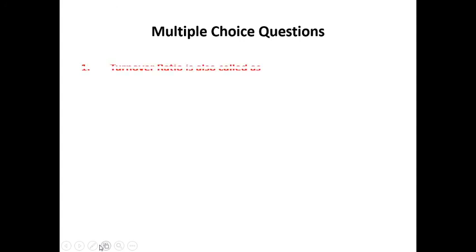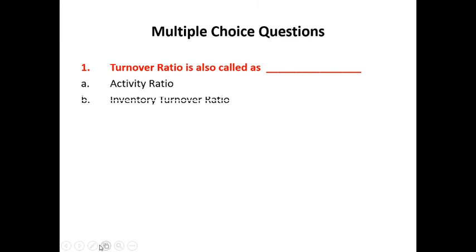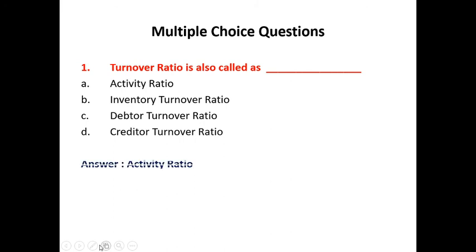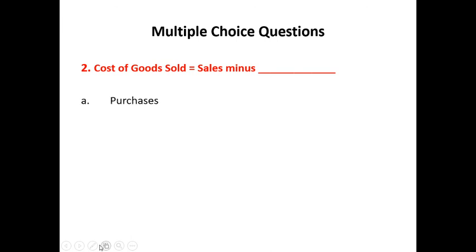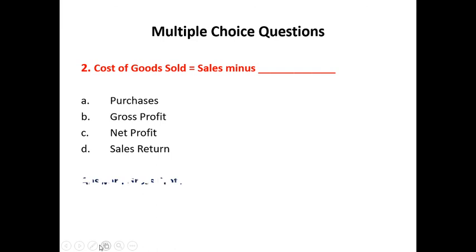Then multiple choice questions. The first question: turnover ratio is also called as? Options are activity ratio, inventory turnover ratio, debtor turnover ratio and creditor turnover ratio. The correct answer is activity ratio. Second one: cost of goods sold is equal to sales minus dash. Options available are purchases, gross profit, net profit, sales return. The correct answer is gross profit.